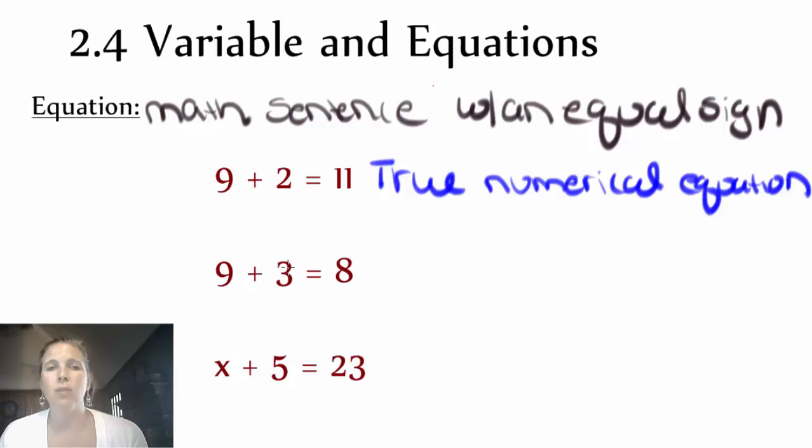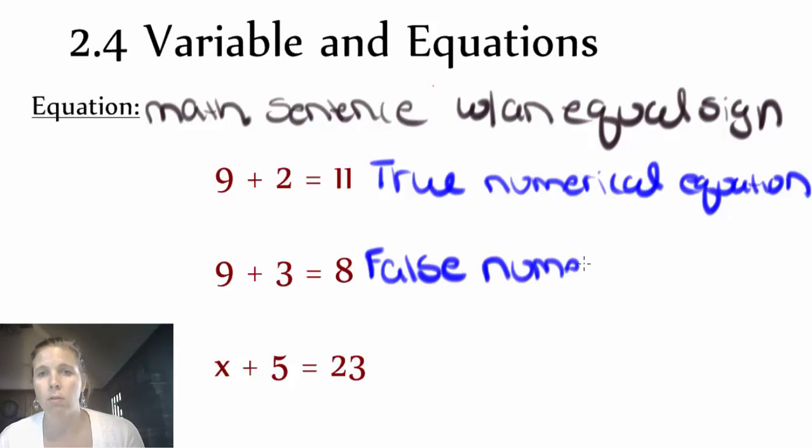What about this one? 9 plus 3. Well, 9 plus 3 is 11. I'm sorry, 9 plus 3 is 12. Does 12 equal 8? No, so this would be false. So it might just say, is the equation true or false? Or is the statement true or false? And this would be numerical as well, even though it's false. Numerical equation.